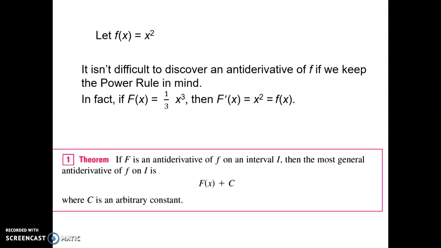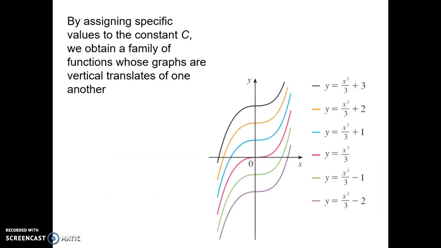So we have Theorem 1 here in section 4.8 that says, if capital F is an antiderivative of little f on the interval I, then the most general antiderivative of f on this interval is capital F of x plus c, where c is some arbitrary constant. Notice that the antiderivatives are the family of functions, all that have a derivative of x squared. Look at all these functions. They're the family of functions, but if you took the derivative of every single one, what would you get?